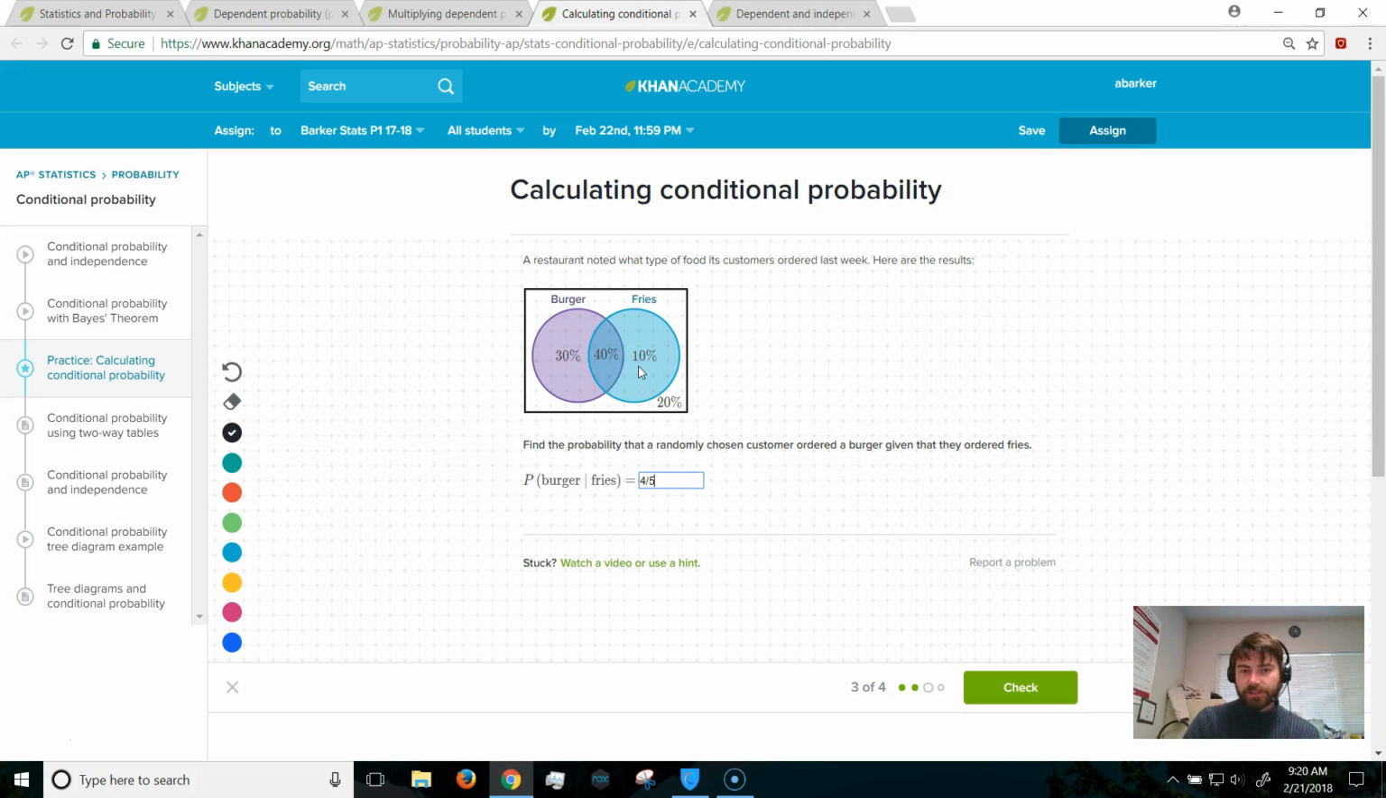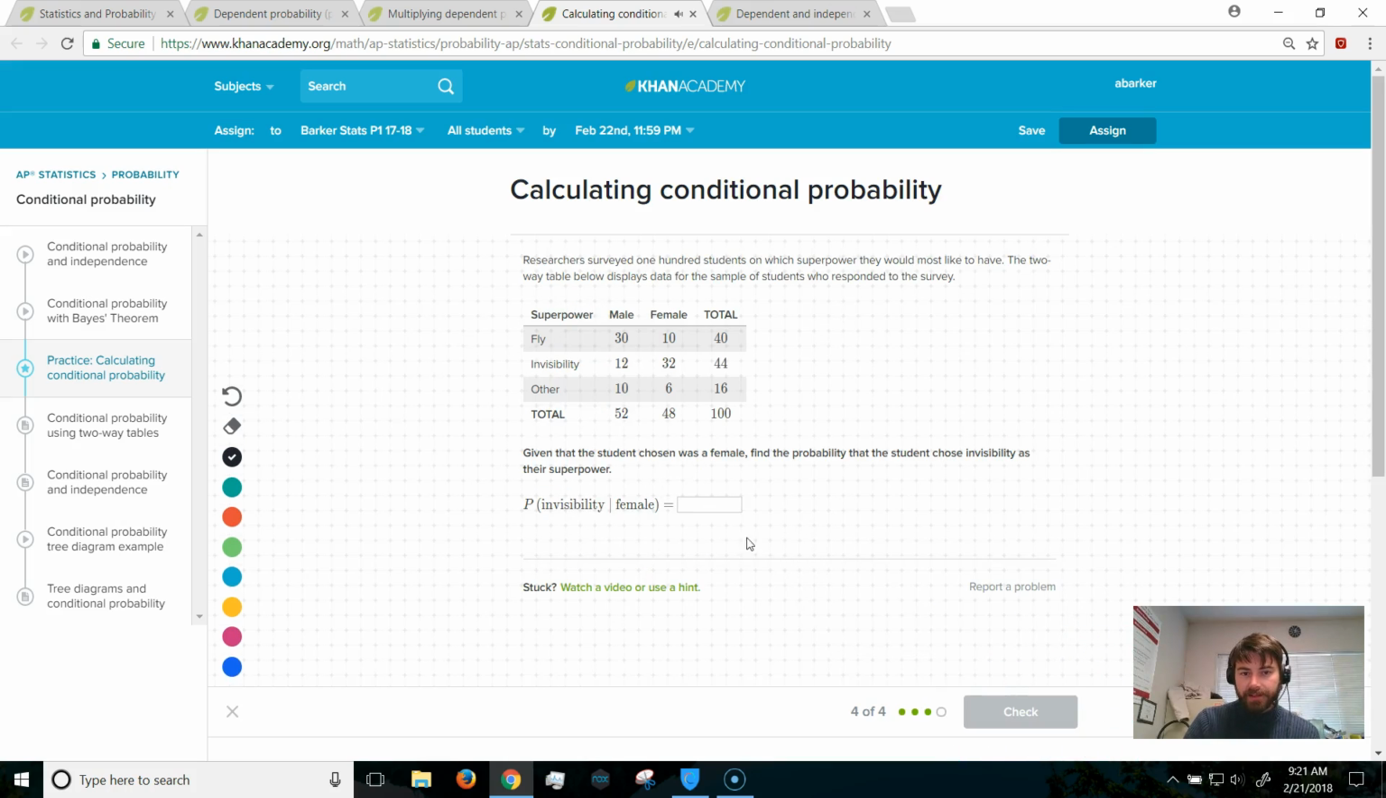Okay, so that's kind of hard for a lot of people to follow, but this part right here where it says given fries means we're only looking at this portion right here. We don't care about anything else. And so the fries is 50%, so that's like 0.5. And then the part that's also burgers, the burgers that are also fries, is 40%. So it's 40% out of 50%, 4/5.